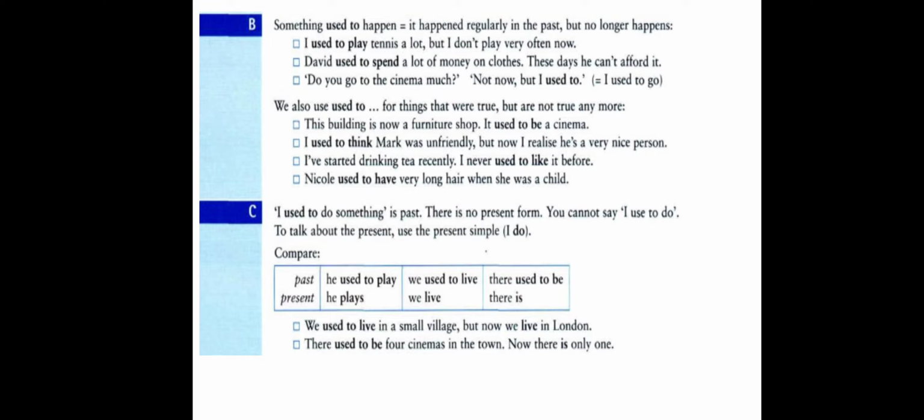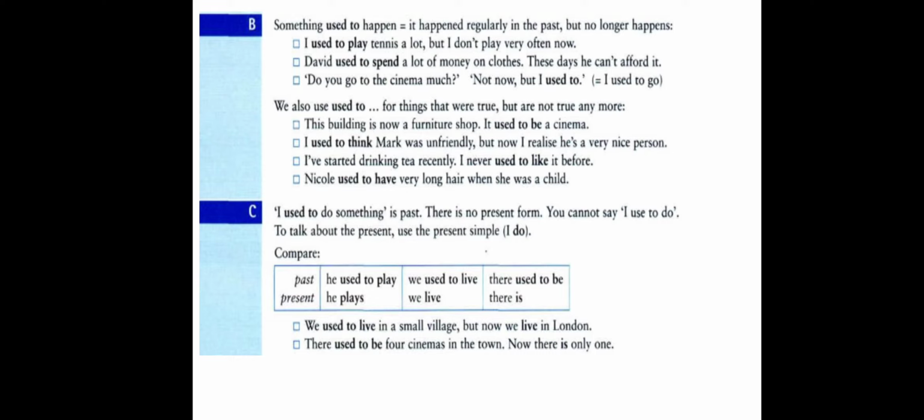Let's move to C. In C, I used to do something in the past. When we use used to plus base form, we speak about a past habit, a repeated action in the past, but it is no longer done now. The opposite of a past habit is a present habit, and the present habit is used in the present simple.